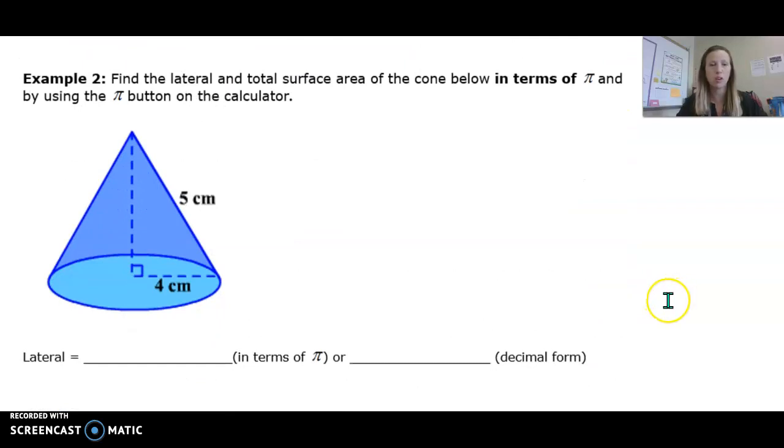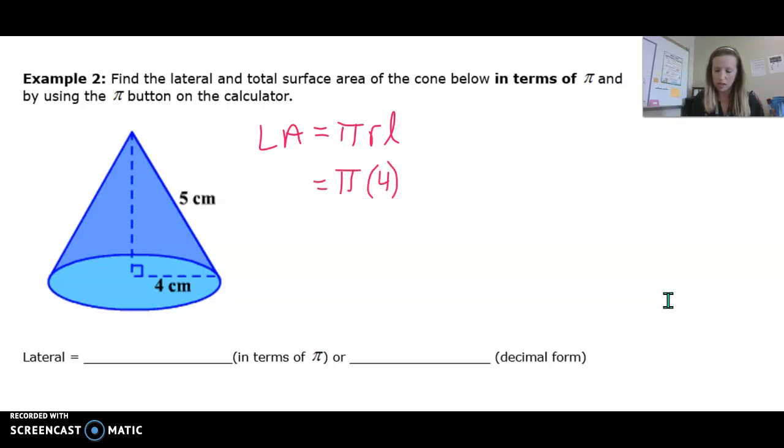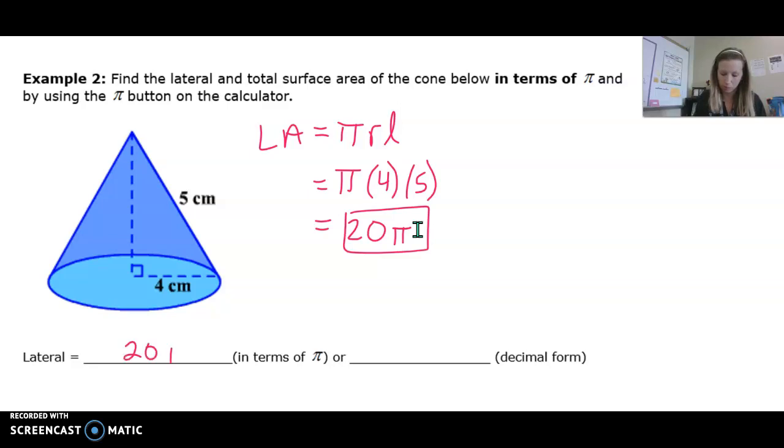Here's our cone. We're going to find the lateral surface area first. So lateral, let's write our formula. Lateral is pi r L, okay? So our radius is 4, and our slant height is here, 5. And 4 times 5 is 20. So we put the 20 first, and then the pi is going to come after. Now that's how you leave your answer in terms of pi. And our unit is centimeters squared. Remember, it's still area, so the unit is squared.